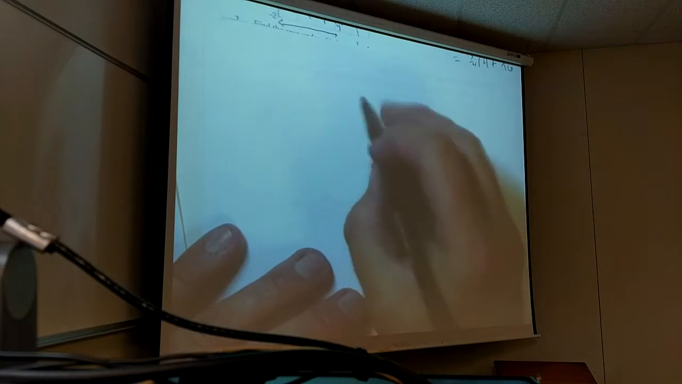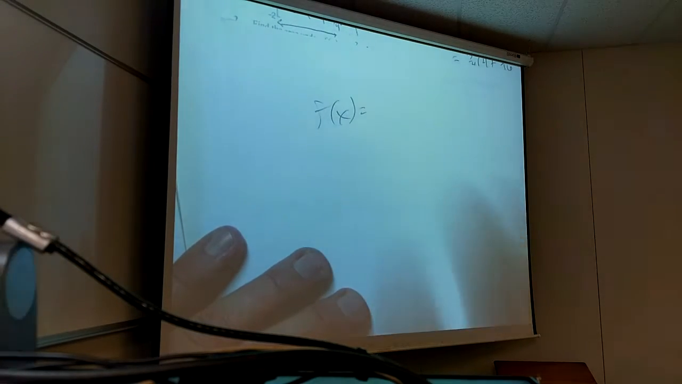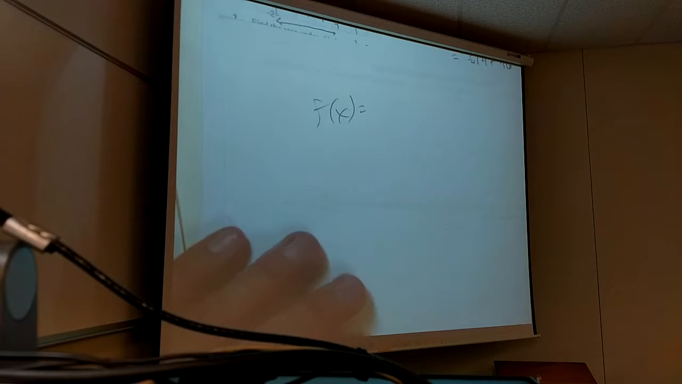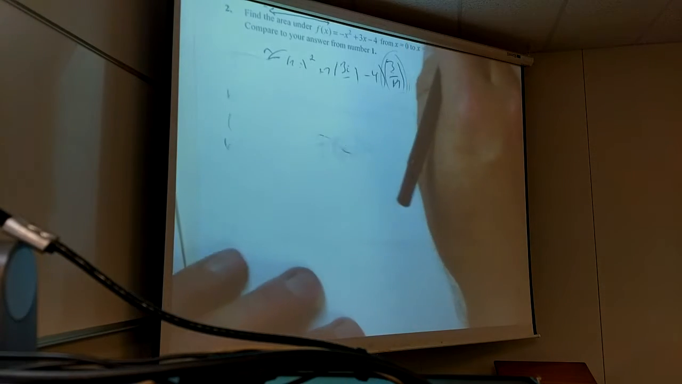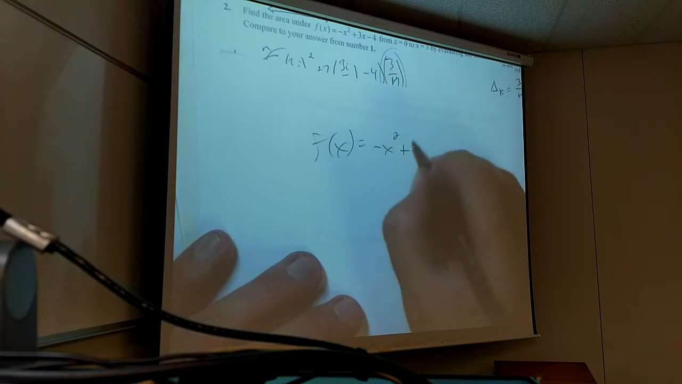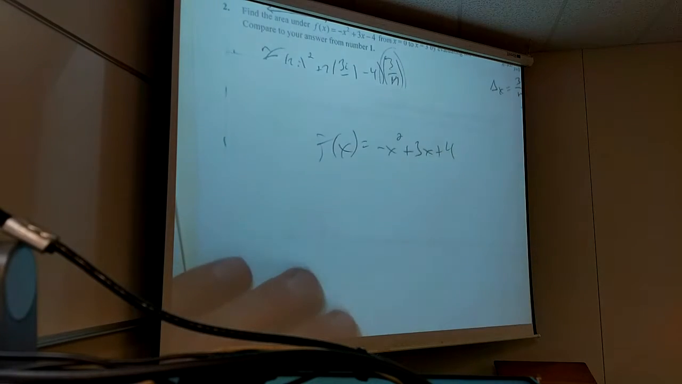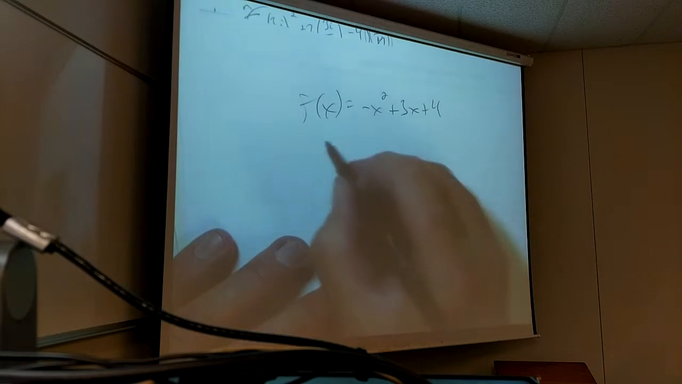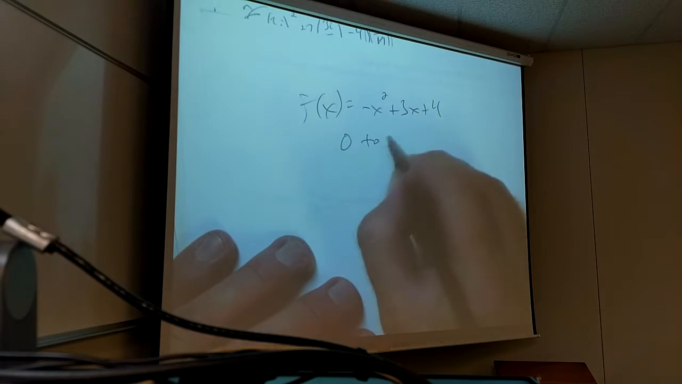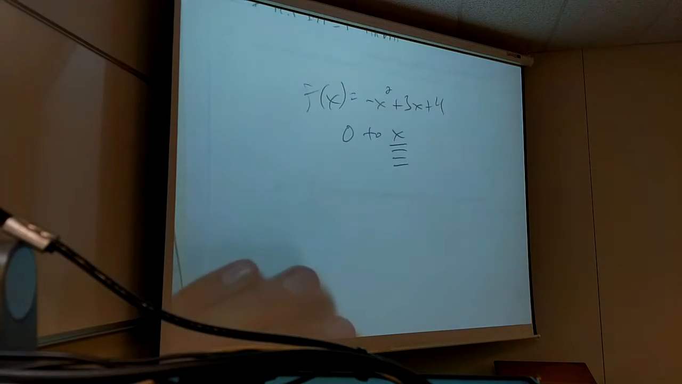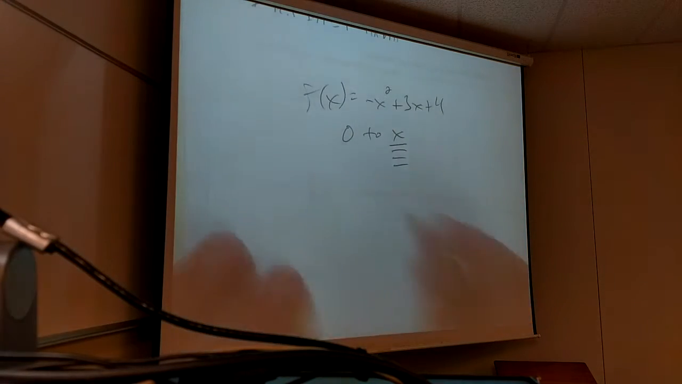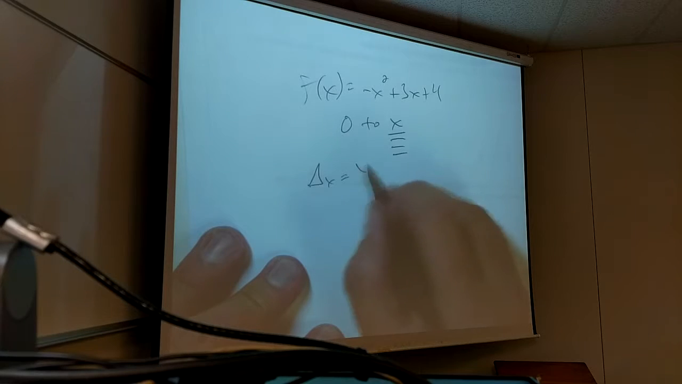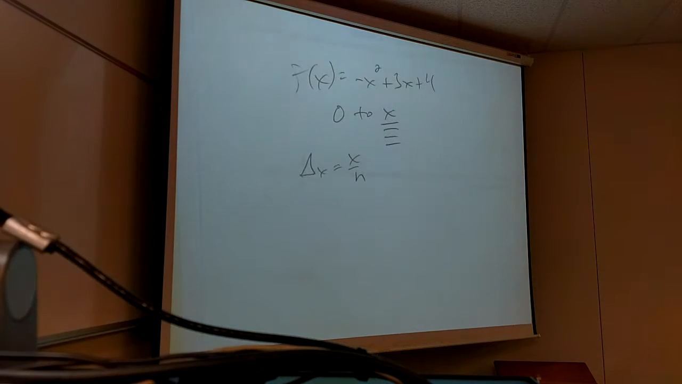But I want to take this function we just did. This is going to be quicker than you would think it would be. The function we're working with, the actual function, is negative x squared plus 3x plus 4. And I'm going to do the whole process, but I'm going to go from 0 to x, not 0 to 3, because I'm crazy. So delta x would be x over n. You guys get what I'm doing? Instead of 0 to 3, I'm going 0 to x. If I do this whole process, the answer has to be the antiderivative if everything we talked about today is true.